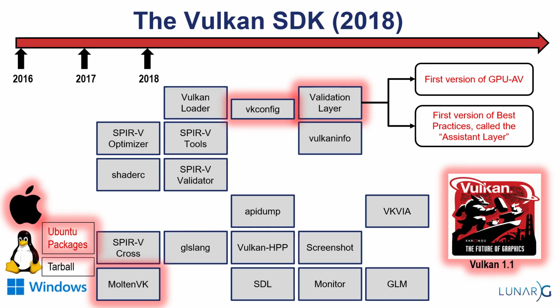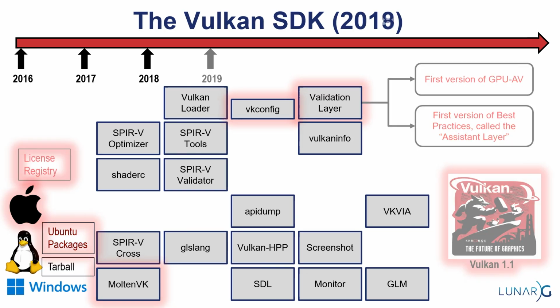This was the year we also created Ubuntu packages because Linux distros were still very slow or very incomplete in terms of what packaging they would include with their distribution. So as we did SDK releases, we started doing Ubuntu packages. Oh, it was the very first release of VK config, and also, can't forget, 1.1 was released.